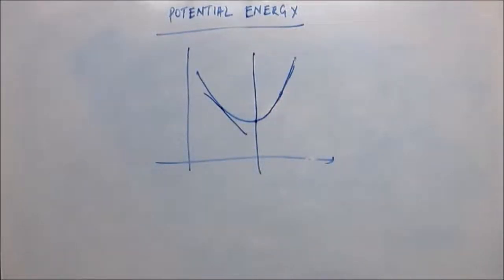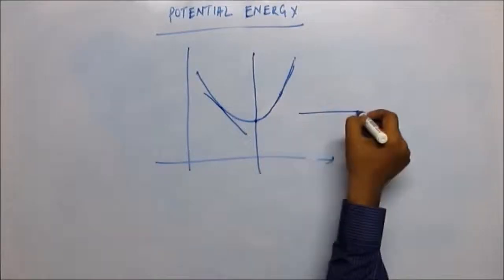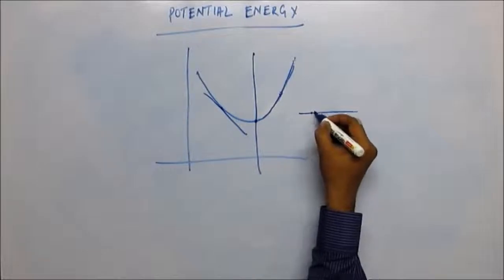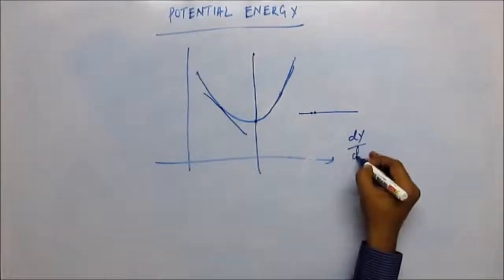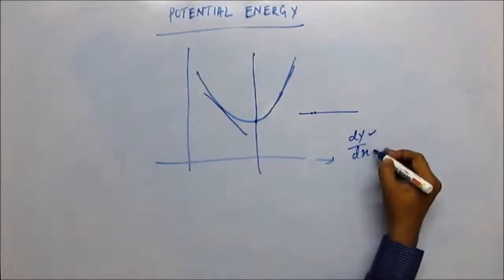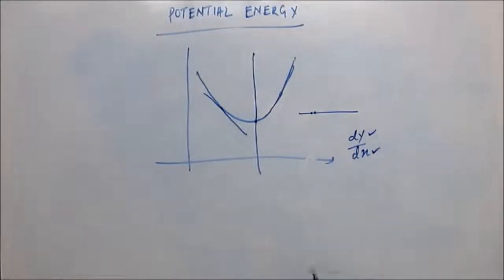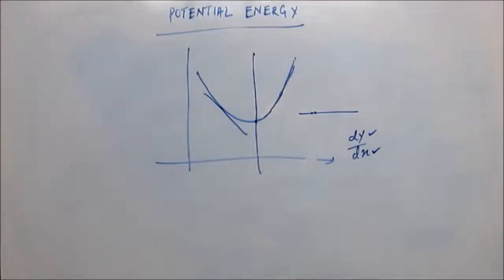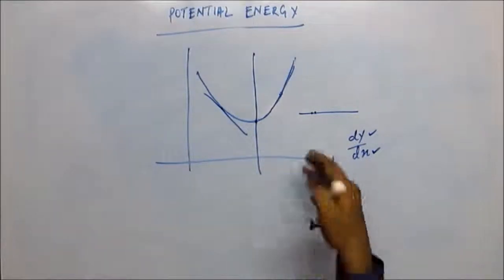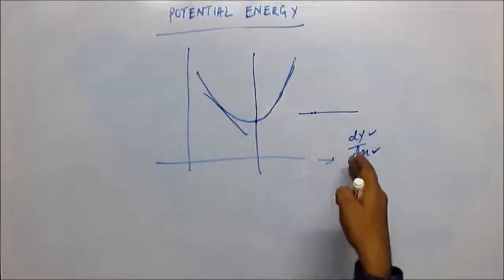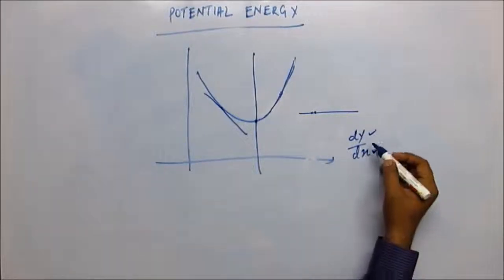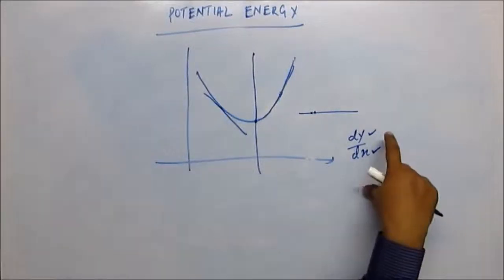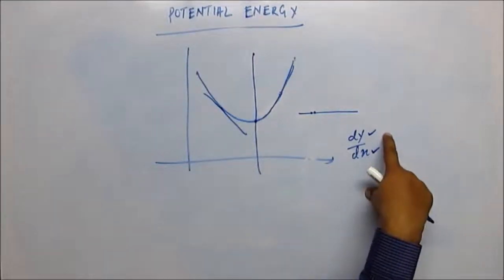The reason why it will be 0 is, suppose we consider a straight line which is parallel to the x-axis. Dy by dx is the increment in y upon increment in x. Now, when we go along a line which is parallel to the x-axis, there is no increment in y. The y coordinate remains the same. It's only the x coordinate which is increasing. So dy is actually 0. There is no increment in y. So dy by dx will also be 0.